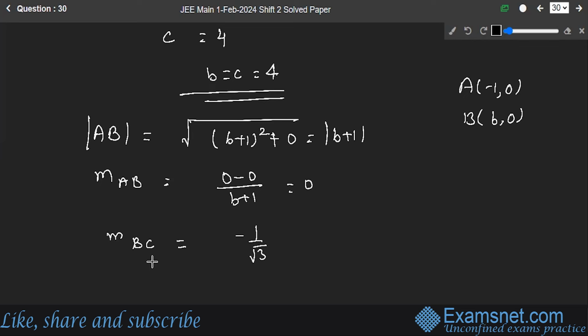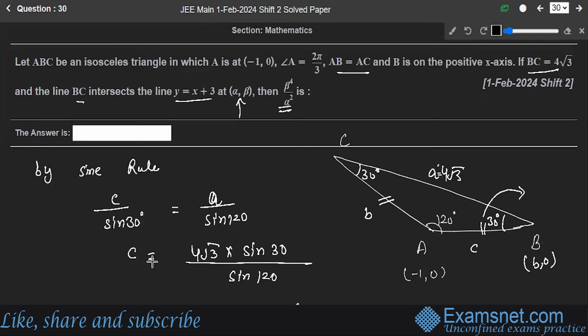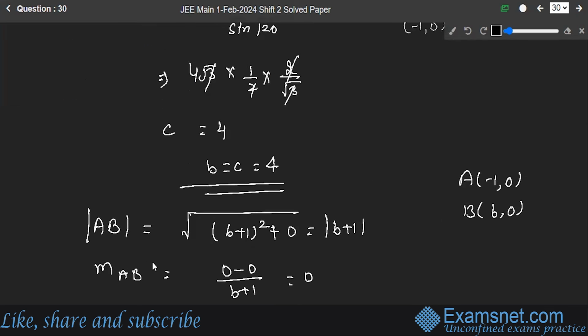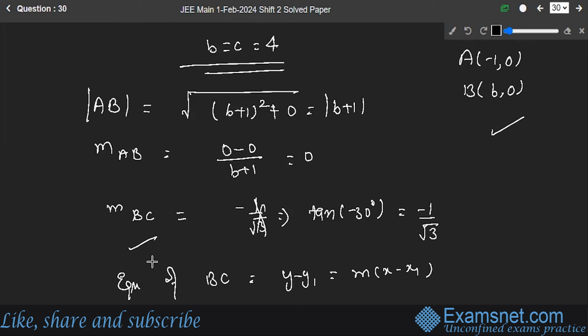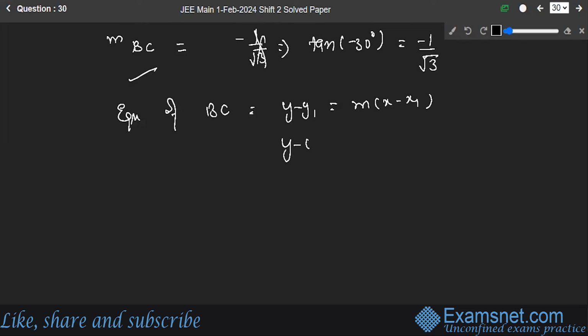Now, why is that? Because you have this as tangent of 30 degree. Now, tangent of 30, or you can say tangent of minus 30 degree, because the angle is taken in the clockwise direction. See, like this. Okay. Angle is taken in this direction. So this is equal to minus 1 by root 3. This is the slope of line BC. I already have the point B. I have the slope. Let's make the equation of line BC, which is given by y minus y1 is equal to m into x minus x1. So this will be y minus 0 is equal to minus 1 by root 3 into x minus x1, which is b. Okay, so this makes the equation as y root 3 is equal to minus x plus b.